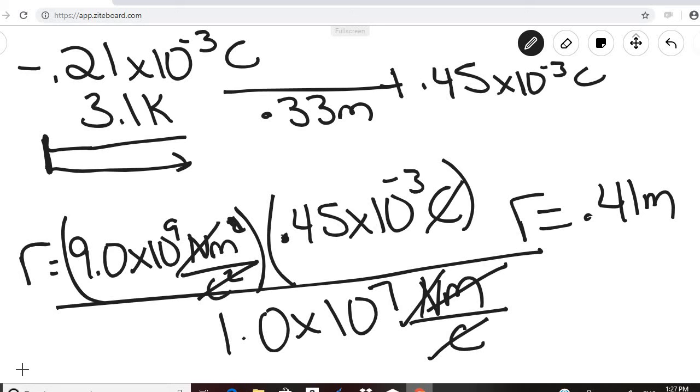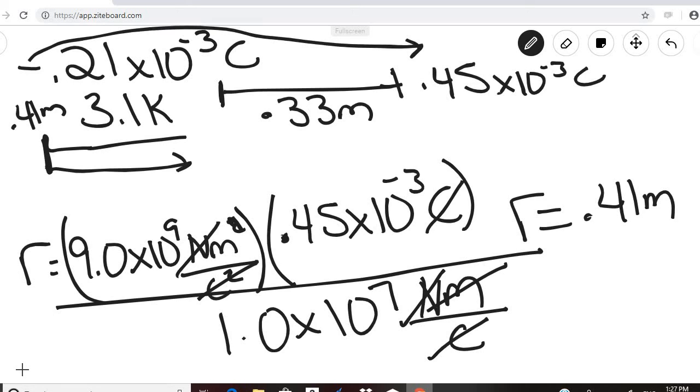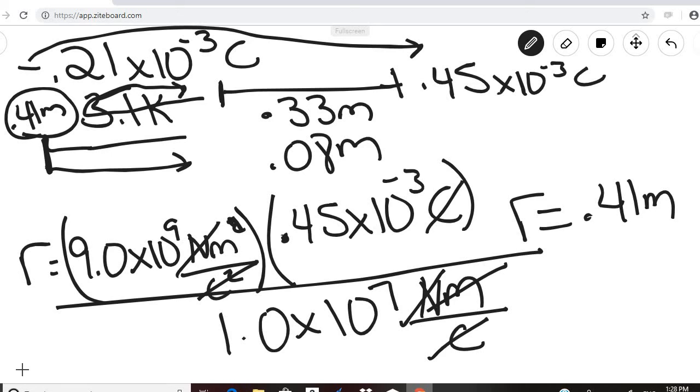So what that means is that these particles are going to start 0.33 meters away, and when they are 0.41 meters away, then this particle will turn around and it'll go back the other direction. So in other words, it will only move 0.08 meters this way until when it reaches 0.41 meters, then it's going to turn around and go back the other direction.